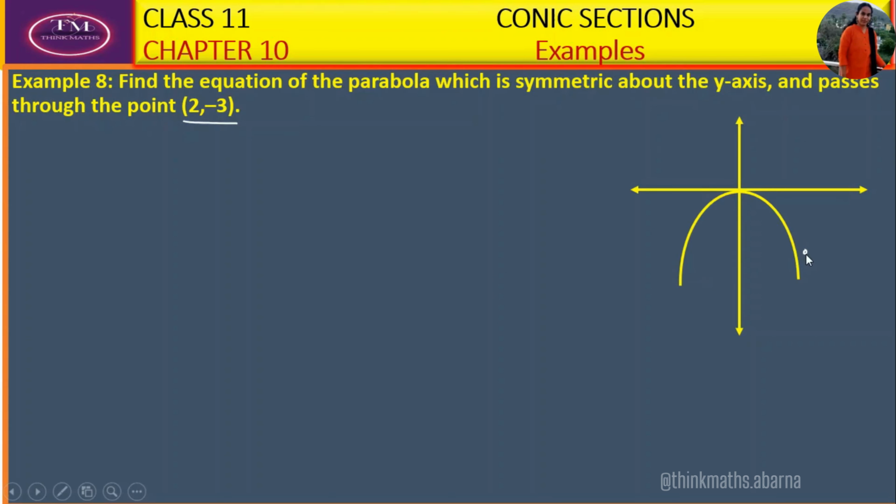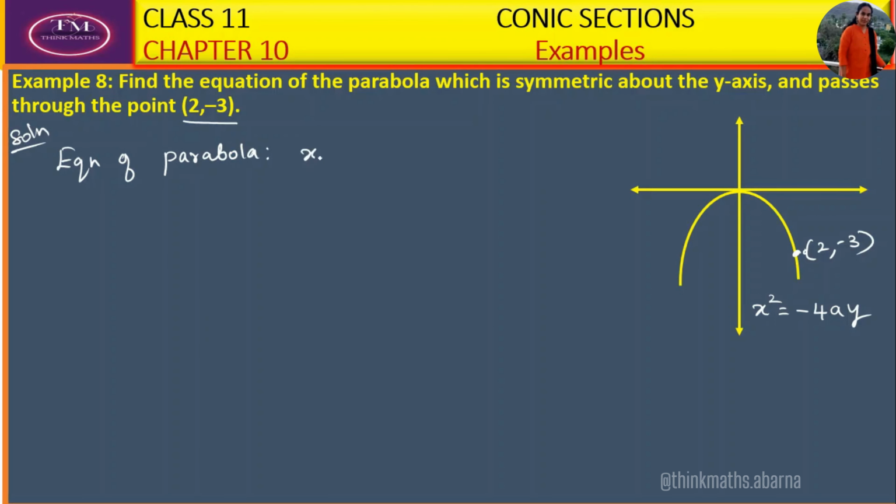So the parabola will be here. So this is the point 2 comma minus 3. If the parabola is downwards, then the equation is x square equal to minus 4ay. So this is the equation of the parabola symmetrical about y-axis and in the negative side of y-axis. Okay. So therefore, let me start the solution. Equation of parabola is x square equal to minus 4ay.